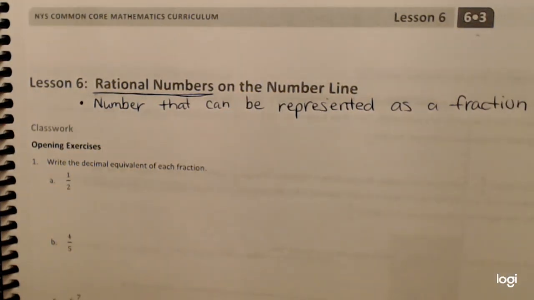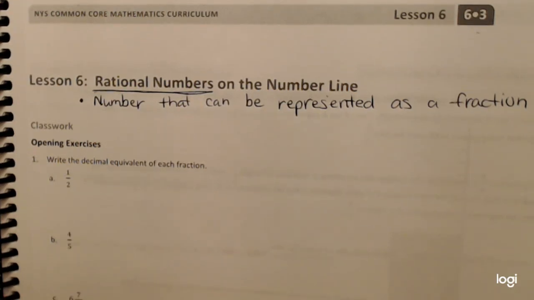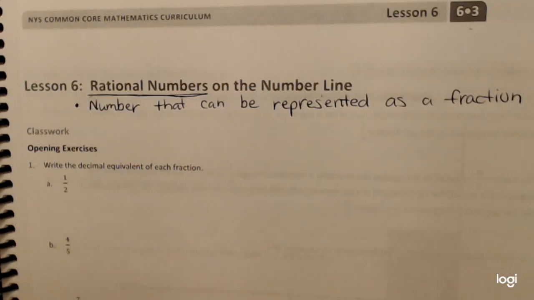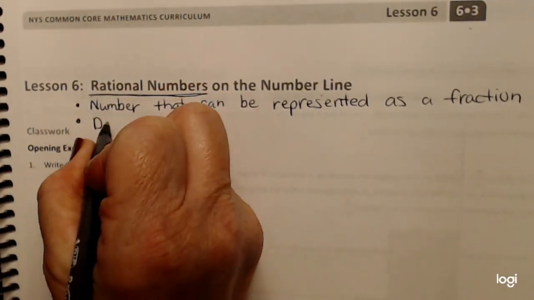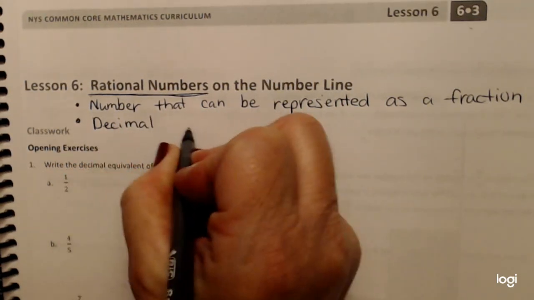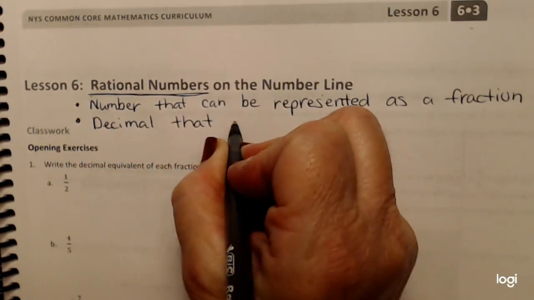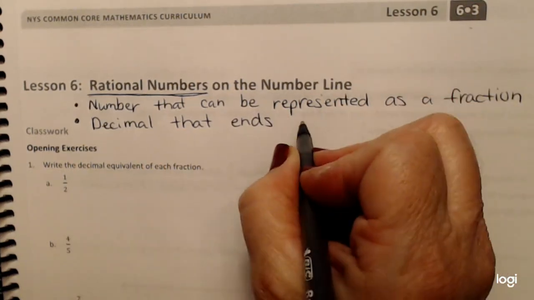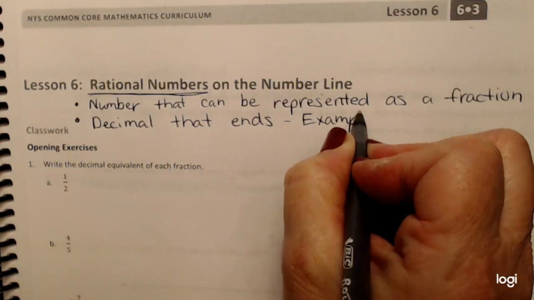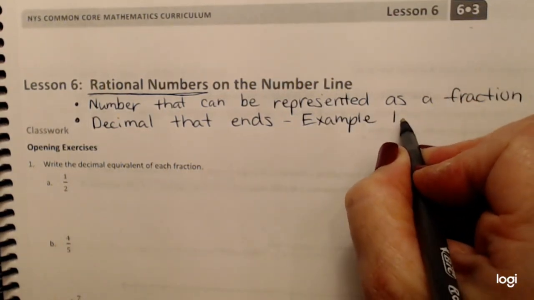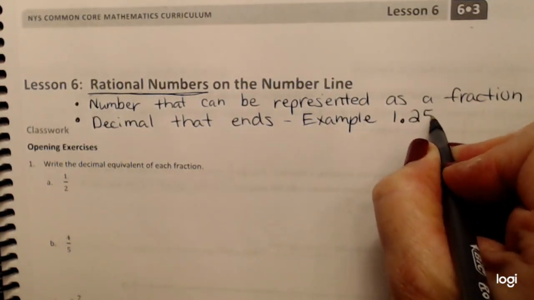All right, so I'm going to let you write this. If you need to pause the video, please do so that you can write this down. We're going to actually look at some fractions here in just a second. But a rational number can also be a decimal that ends or repeats. So we're going to put another bullet right here, and we're going to say decimal that ends. And what I mean by a decimal that ends, for example, so we'll put here example.